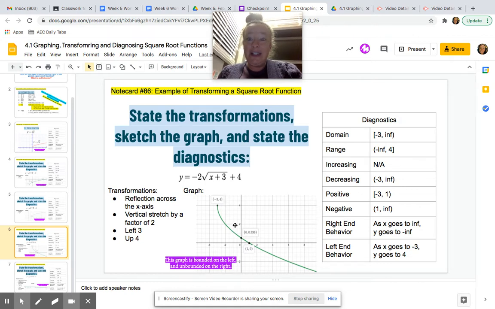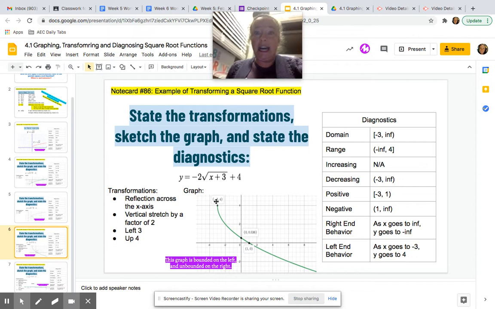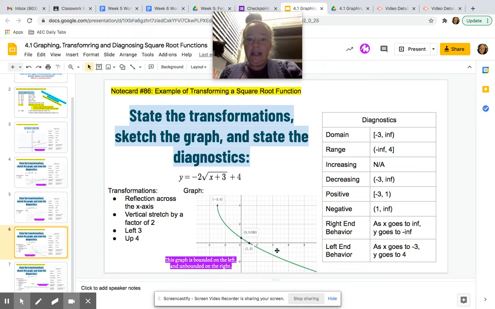This thing is not increasing. It is decreasing on the entire domain. So this is decreasing from, oh, hello, there's Marley. Hey, Marley. So this is decreasing from negative 3 to infinity with no bracket.